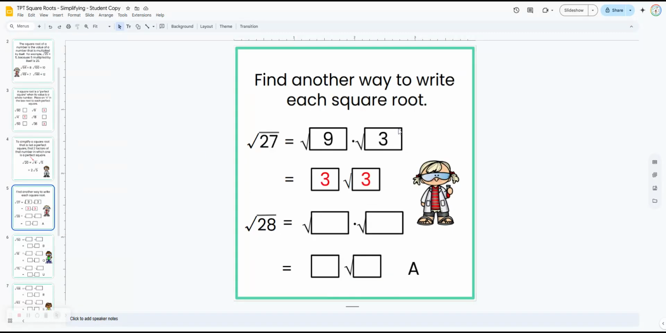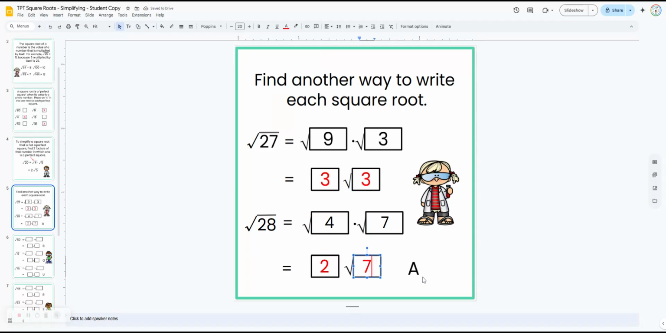Here they have an example for them. They're breaking down square root of 27 into the square root of 9 and the square root of 3. So this first square root needs to be a perfect square. So they need to find at least one perfect square. So here 28, we think about all the factors of 28. Well, we can take the square root of 4 times the square root of 7, 4 being a perfect square, and that will give us 2 square root of 7.